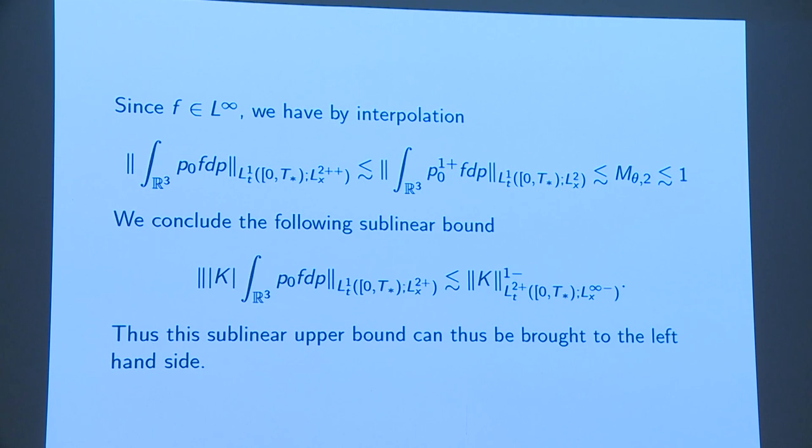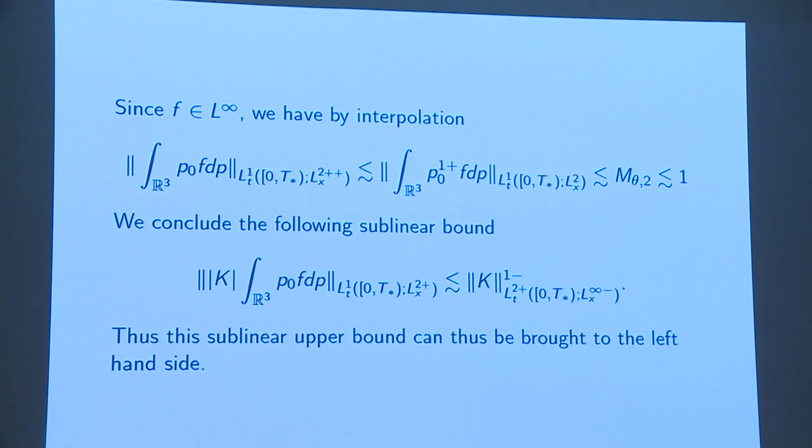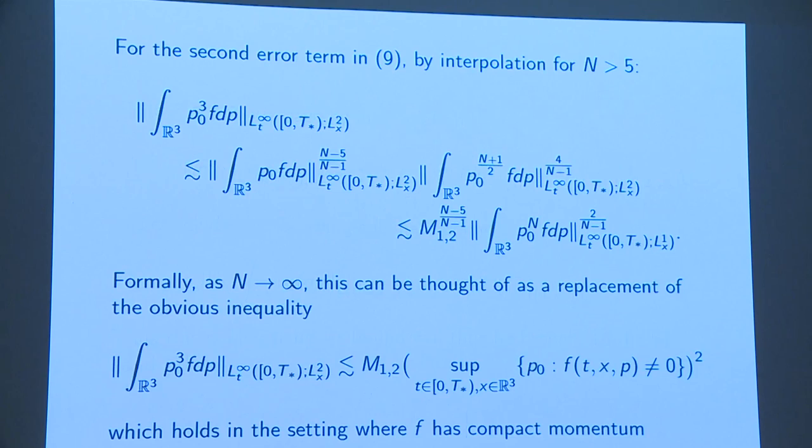So collecting all of this, you get that this term, which was the first term we wanted to estimate, is bounded above by a constant times an exponent that's less than 1, 2 plus L infinity minus. This 2 plus, we don't really care about. The L infinity minus is important, and the sublinear bound 1 minus is important. So then you can bring the K to the other side.